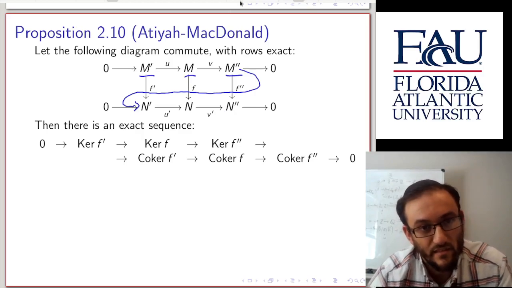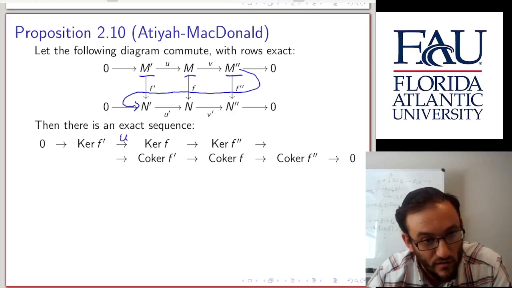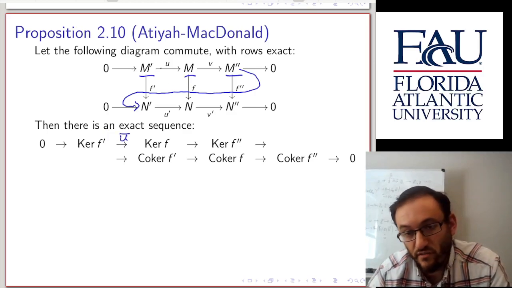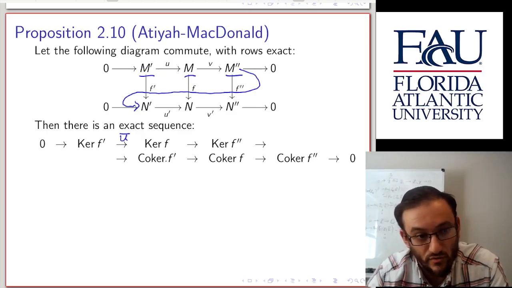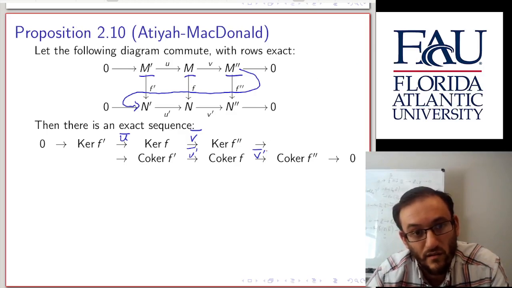Okay? And the maps that are associated to each of these are pretty natural. So you have u bar, which is just the restriction of u to the submodule of M prime, and similarly v bar here. And down here you get u prime bar and v prime bar. So those are natural maps. The only really interesting map is this one, which is called a boundary homomorphism.